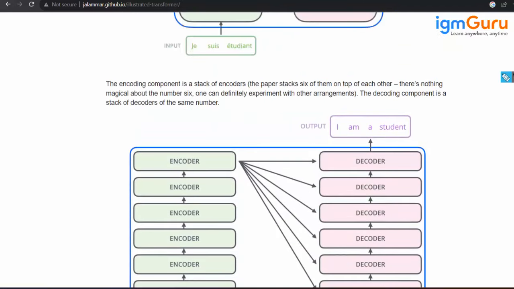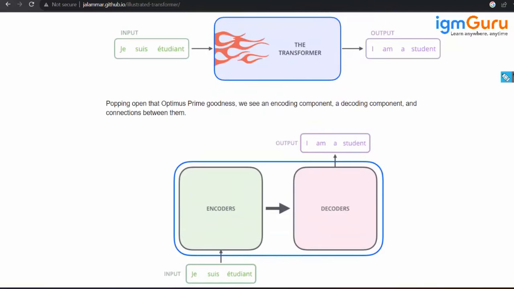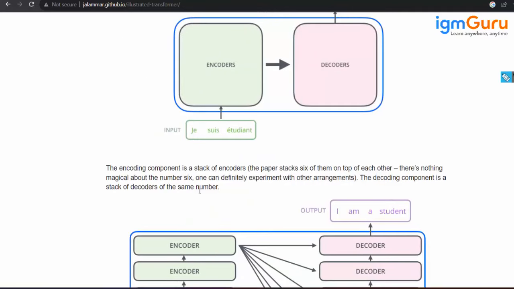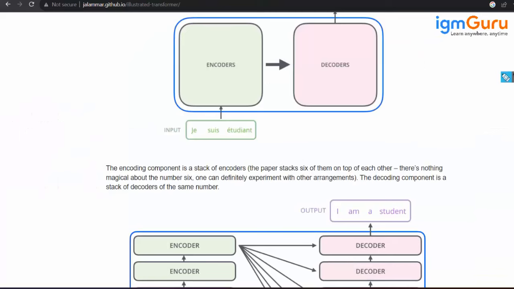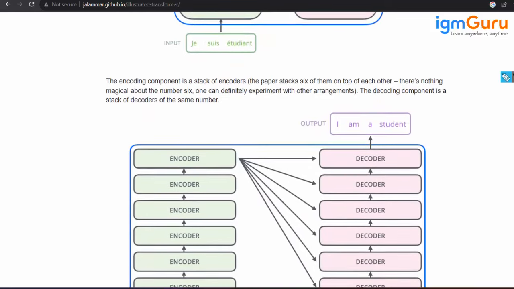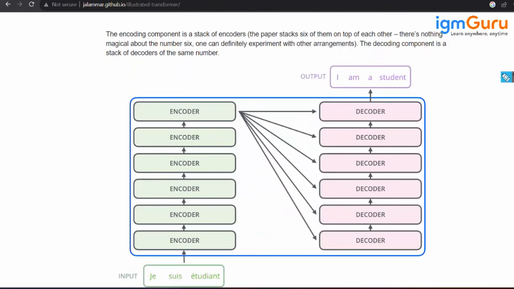This is coming from the research paper itself. Either you can go to this research paper or to this one, both are the same. They mentioned that the encoding component is a stack of encoders. The research paper stacks six of them on top of each other. There is nothing magical about the number six. One can definitely experiment with other arrangements. The decoding component is a stack of decoders in the same manner. Clear?